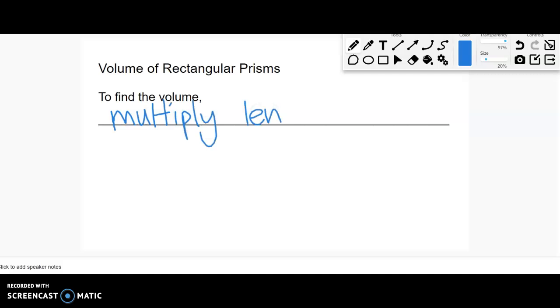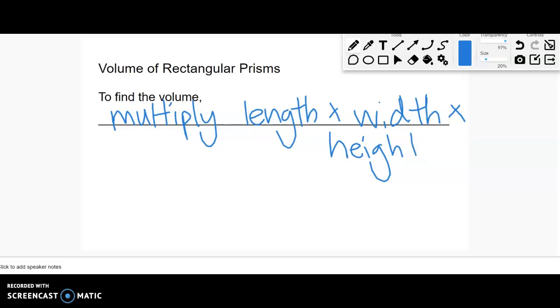length times the width, just like we did with rectangles, but now we also do times the height. Because remember, it's like I'm finding how many cubes are in one of the layers, so like one of the rectangles, and then I have a bunch of those layers stacked on top of each other. So it's like how many layers? What's the height? How tall is it?